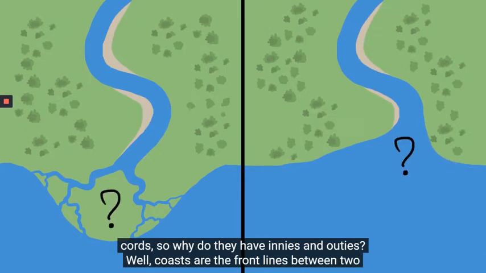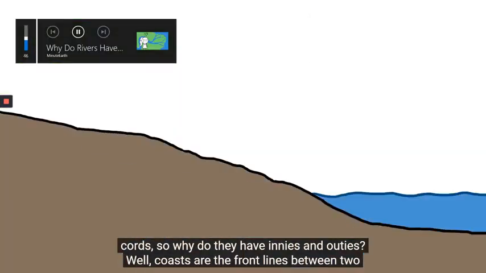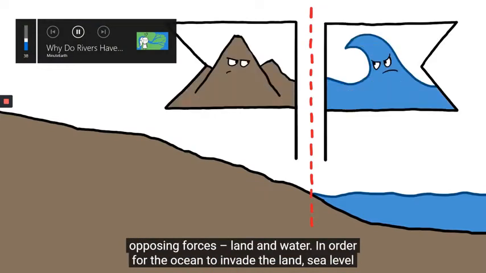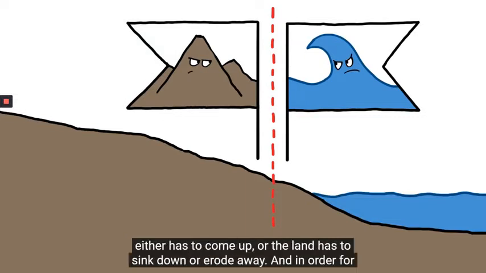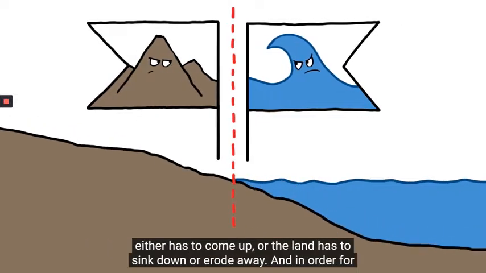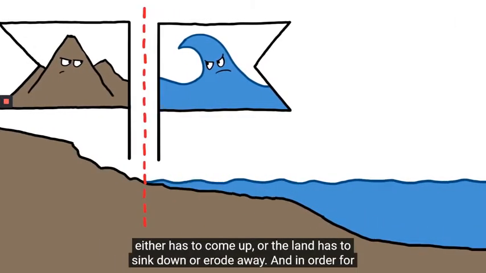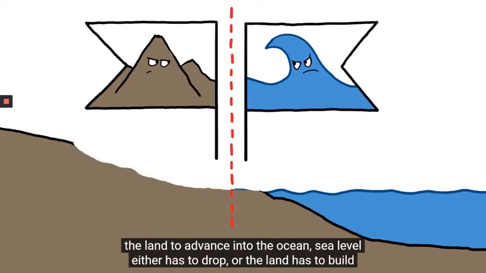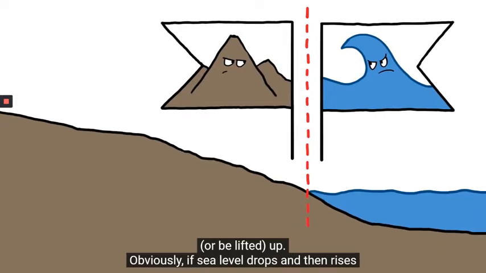Well, coasts are the front lines between two opposing forces, land and water. In order for the ocean to invade the land, sea level either has to come up or the land has to sink down or be eroded away. And in order for the land to advance into the ocean, sea level either has to drop or the land has to build or be lifted up. Obviously, if sea level drops and then rises back again, there's no net gain on either side.